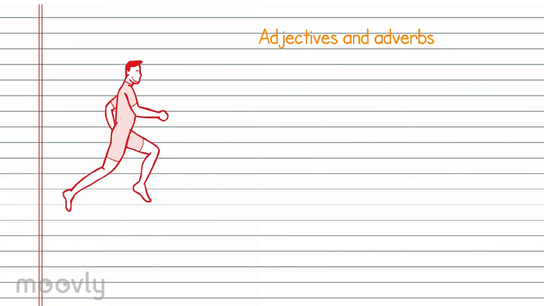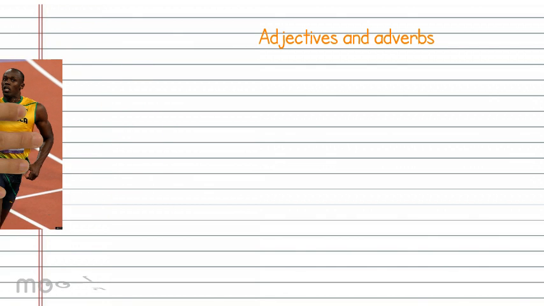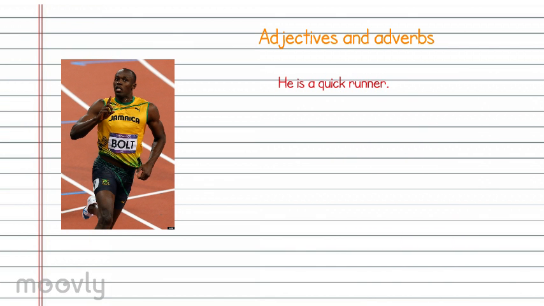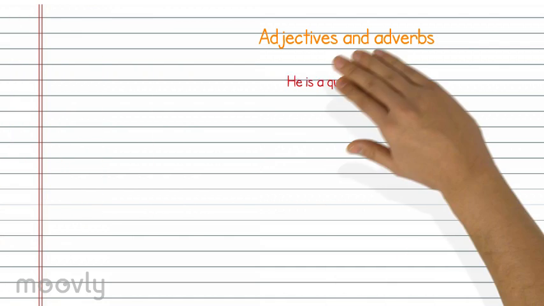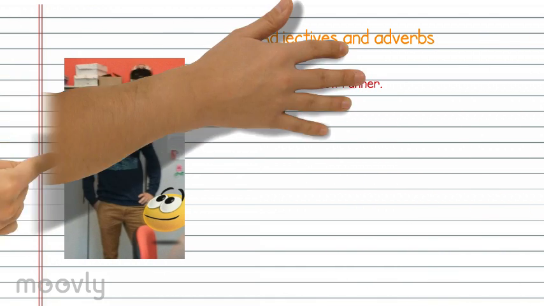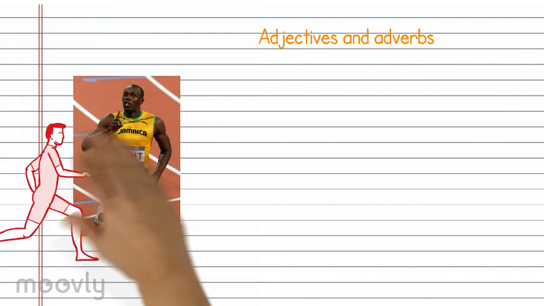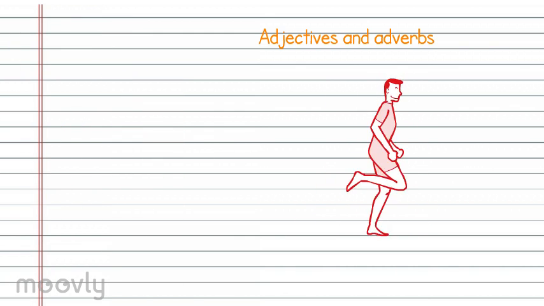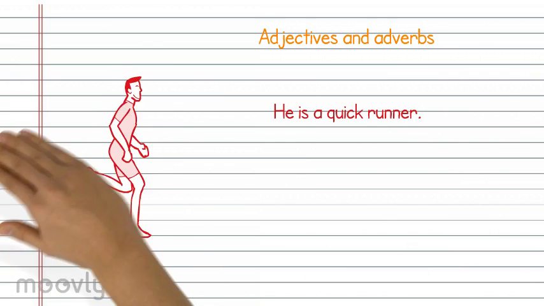Well, first of all, if this runner would be Usain Bolt, we could say that he is a quick runner. On the other hand, if the runner would be me, we could say he's a slow runner. But let's get back to Usain Bolt and the running man. Now, going back to our running man, we can say that he is a quick runner.